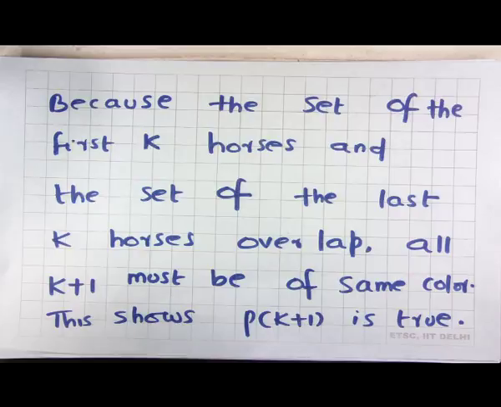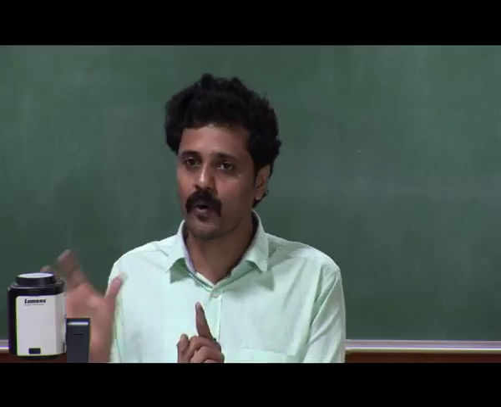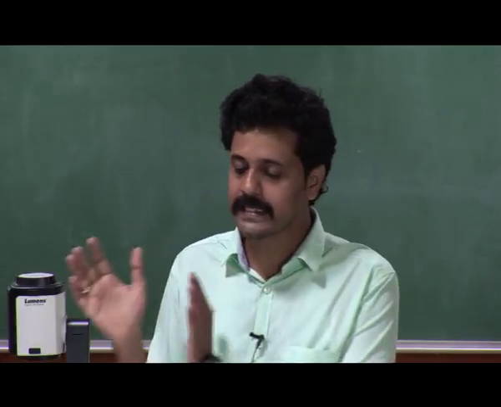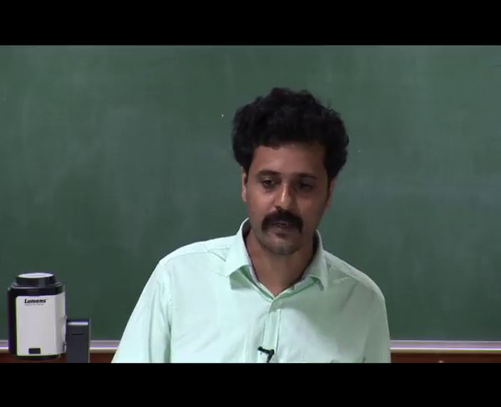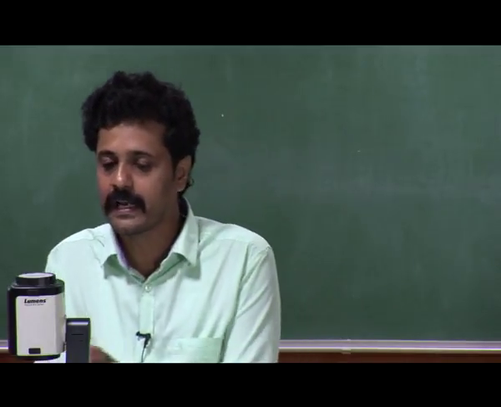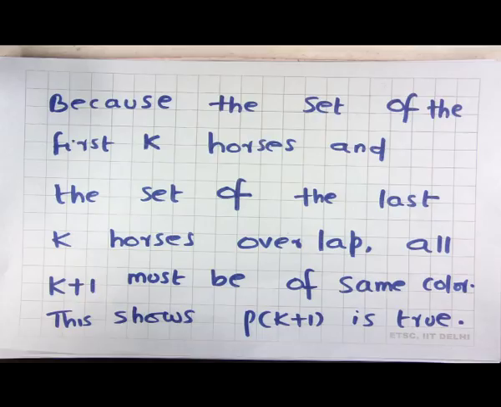Because the set of first k horses and the set of last k horses overlap, there is at least one element common in the first k horses and the last k horses. So, the color of the first k horses and the color of the last k horses should be the same. All k+1 must be of the same color. This shows P(k+1) is true. This is how one argues.